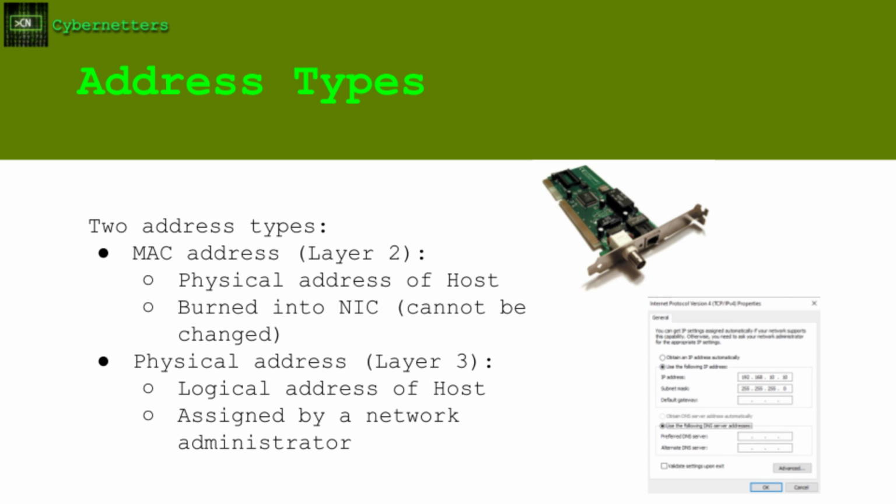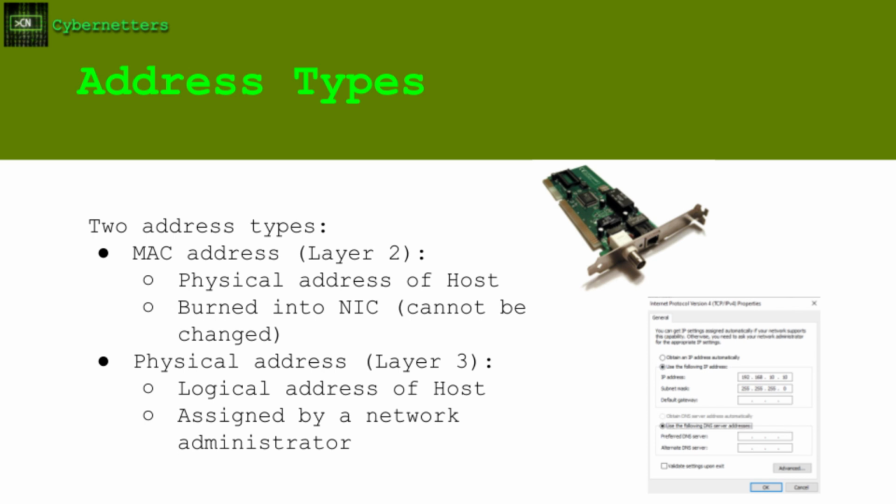There are 2 main types of addresses used in networking. The first one is the MAC address, which is a layer 2 address, and then the network address, which is a layer 3 address, also known as an IP address. The MAC address is like the physical address of the device. It is burned into the network interface card, or NIC, during manufacturing, and it cannot be changed. It is used for communication within a local network, or LAN, and operates at layer 2, the data link layer. Think of it like a home address that never changes.